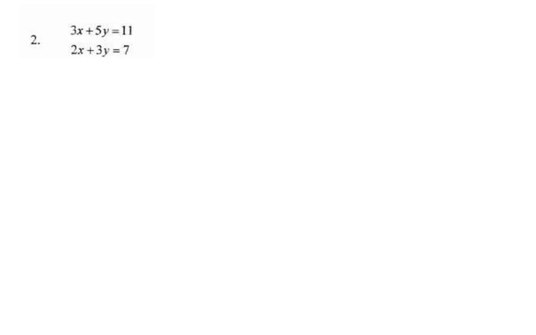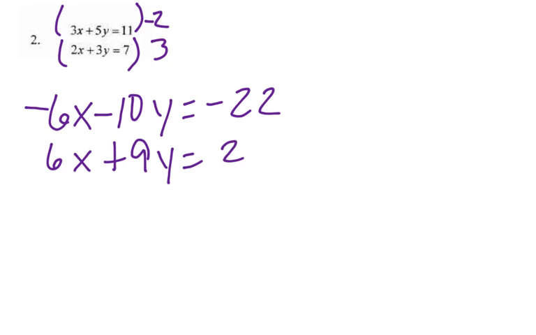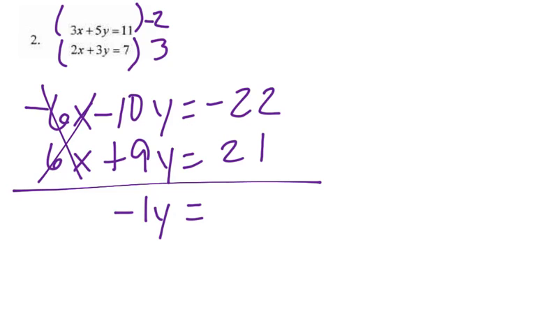This one, I'm going to make the x's cancel, so the top one is going to have to be multiplied by 2, and the bottom one is going to have to be multiplied by 3. Notice I'm just multiplying them by the other one's number. They're both positive, so I'm going to have to multiply this by a negative 2. So I have negative 6x minus 10y equals negative 22. And I have 6x plus 9y equals 21. Draw a line and combine. X's go away. Negative 10 plus 9 is negative 1y equals negative 22 plus 21 is negative 1.